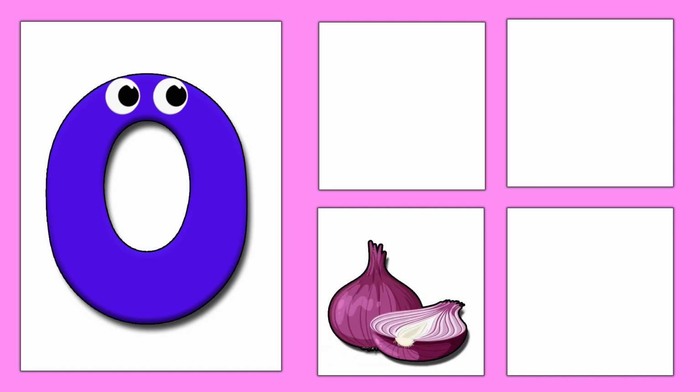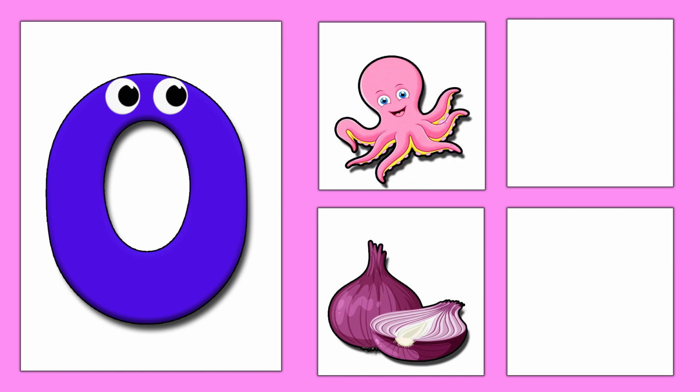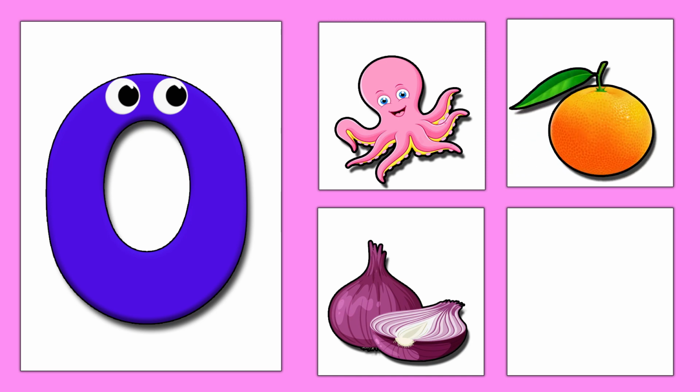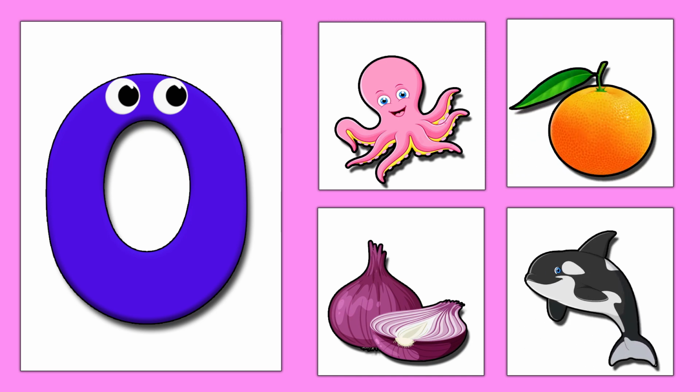O is for onion. O is for octopus. O is for orange. O is for orca whale.